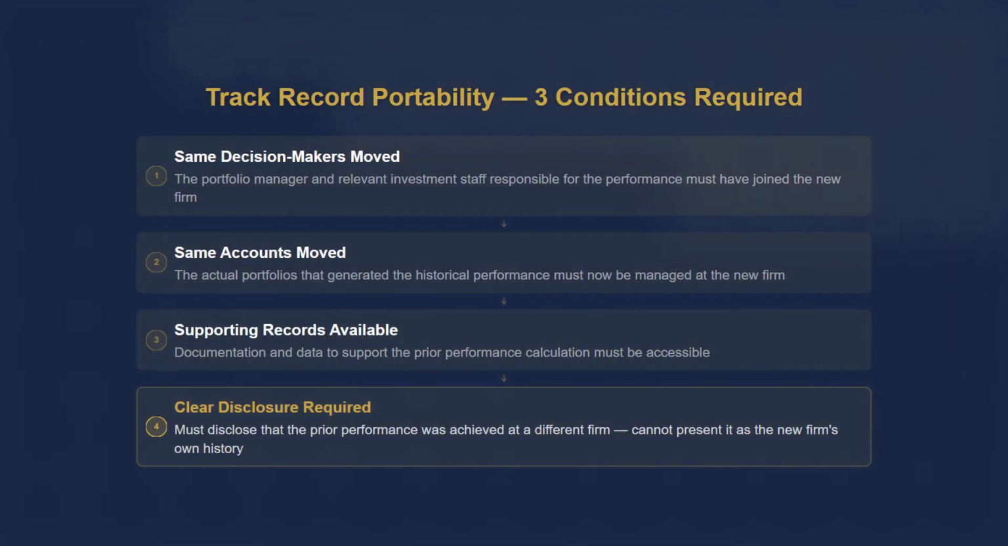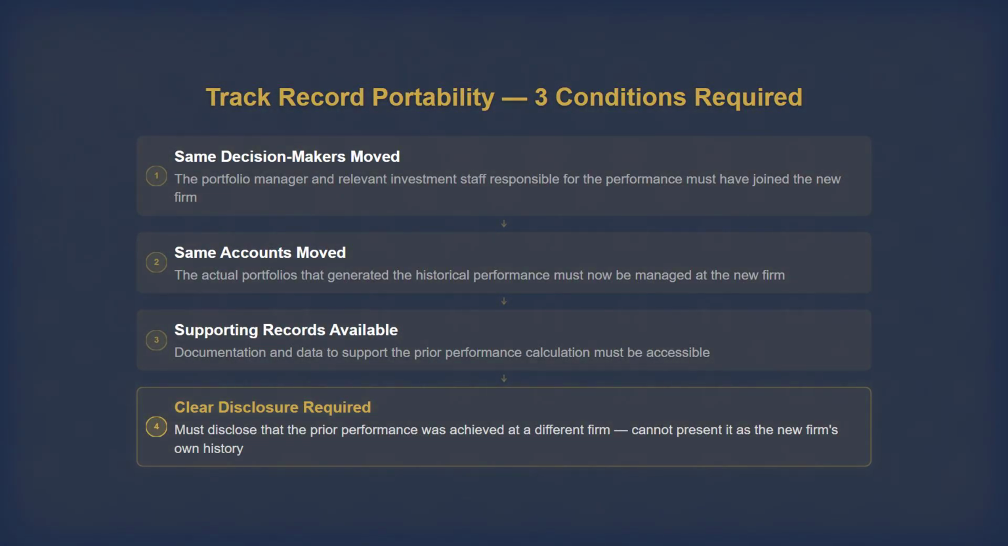At PIMCO, the accounts stayed. Condition 2 failed. The track record could not be ported. Gross had to build a new composite at Janus from day 1.